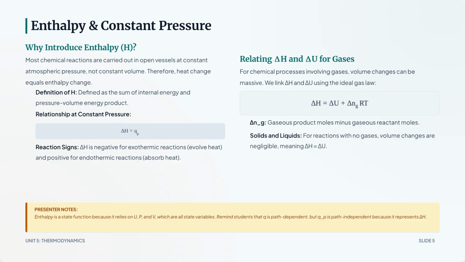Enthalpy H is defined as the sum of internal energy and the pressure-volume product. It is particularly useful for reactions at constant pressure, where the heat change, Q sub P, equals delta H. For reactions involving gases, the relationship between delta H and delta U is linked using the ideal gas law, considering the change in the number of moles of gas.